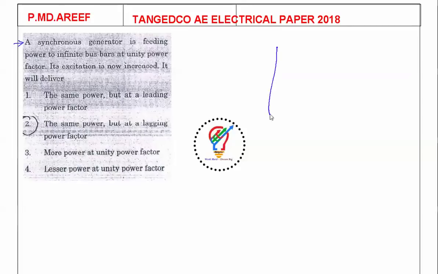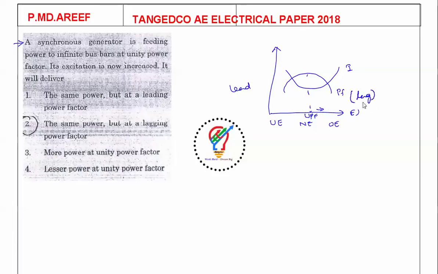So again, let us draw the inverted V curves of the alternator. So here we know it's operating at leading at under excitation. Normal excitation is at center and over excitation here. So it is excitation. Now in these curves, this is the power factor and this is the current. A synchronous generator is feeding power to an infinite bus at unity power factor. Now here it is UPF. Now excitation is going to be increased here. As the excitation increases, the machine is going to operate at a lagging power factor.